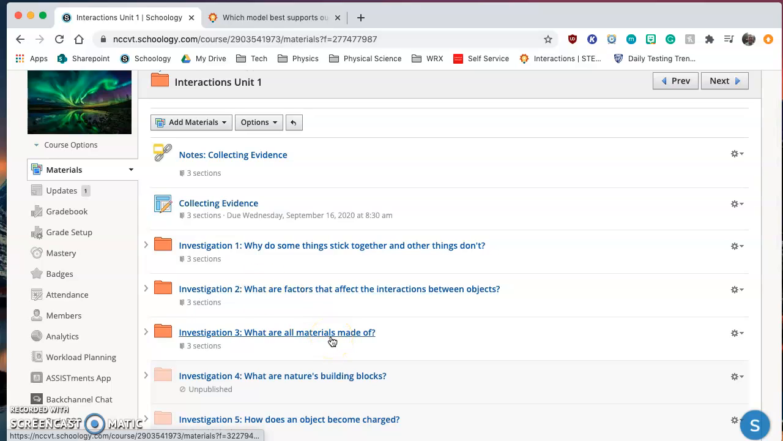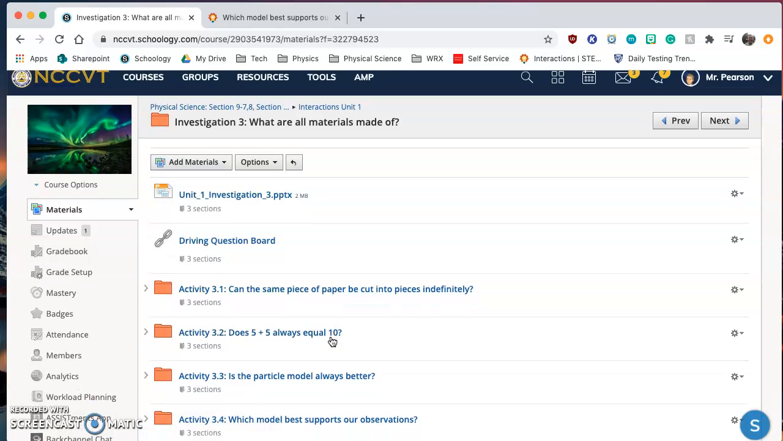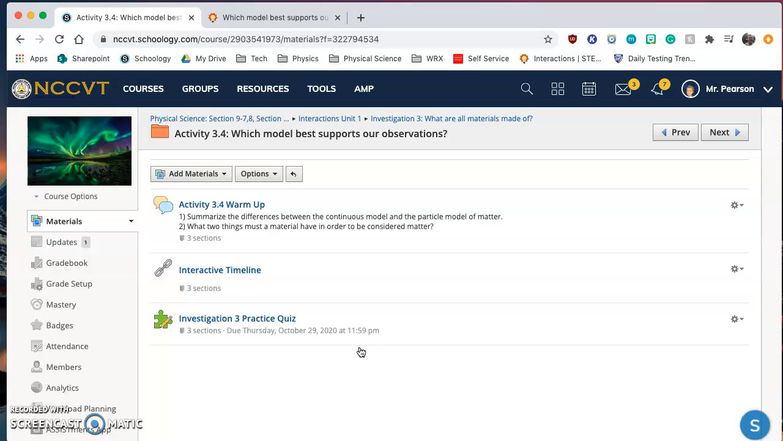So we're still in Unit 1, Investigation 3, excuse me, 3.4, and really this is just a sort of a summary activity for the investigation. So there's really only two things that are going along with the investigation. So I tacked on actually an old quiz.